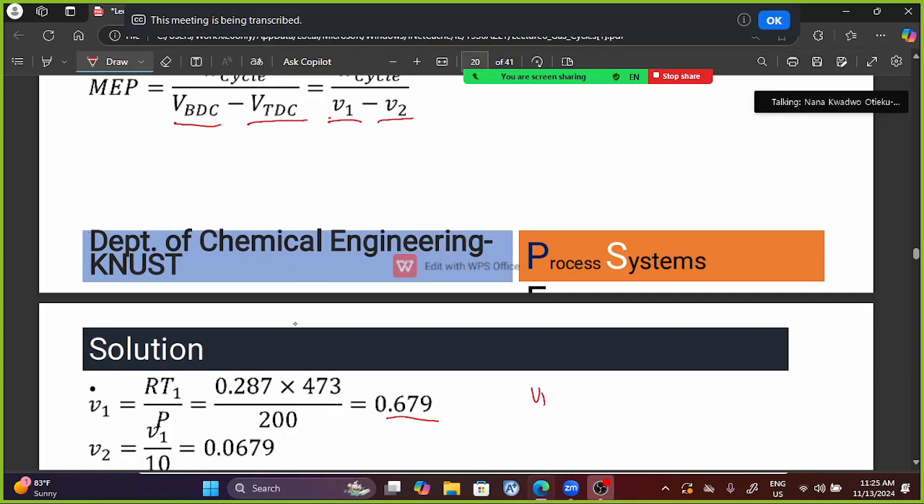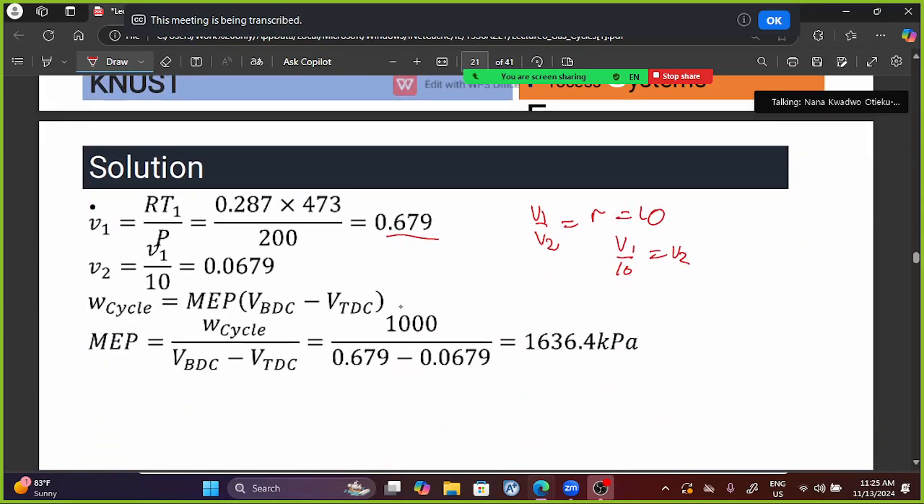But then we also know that V1 over V2 is equal to our compression ratio, which was 10. So V1 over 10 should be equal to V2. So we can use that to find V2 as well and then do the subtraction.